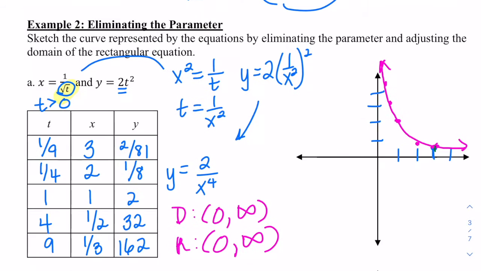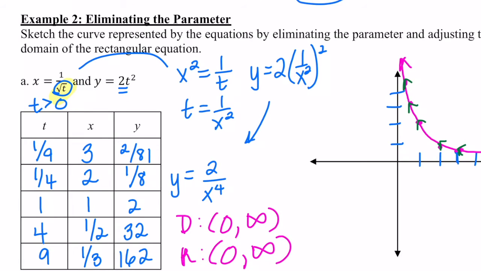The utility of the parametric equations is knowing the orientation. So it's going to start on the bottom right, and as time increases, it's going to go towards the top left. So for the rectangular equation, I'm going to just make sure that I clarify that x has to be greater than 0.